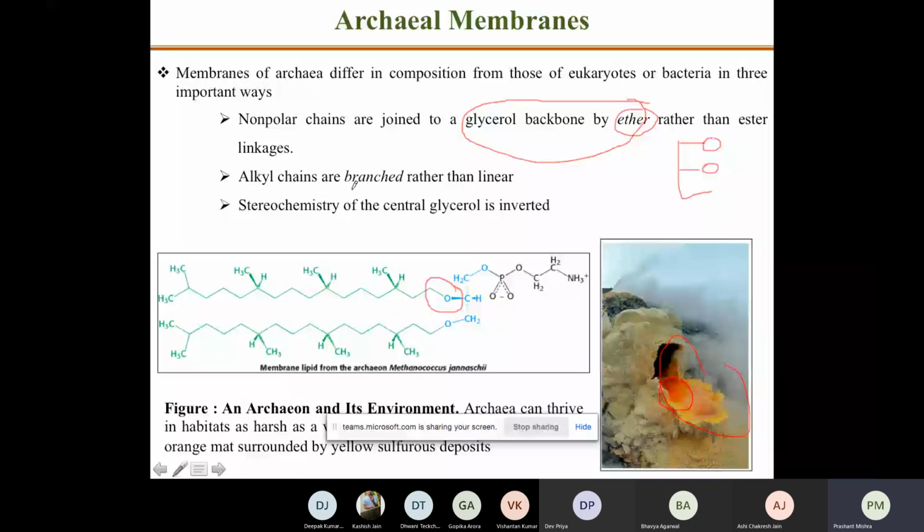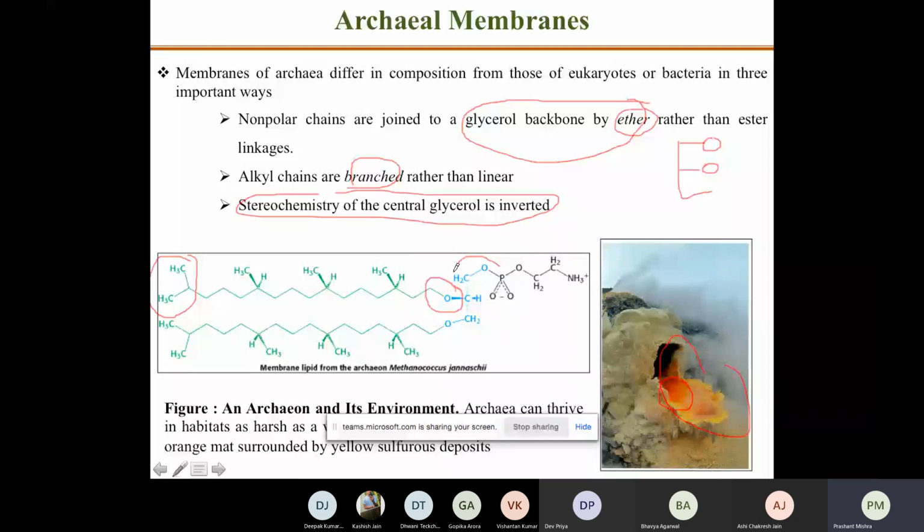Another very peculiar thing you will find is that the alkyl chain is a branched one. Normally, a fatty acid will have a straight chain. Here in the archaeal membrane, it is a branched chain structure. And the third modification you see in the archaeal membrane is that the stereochemistry of the central glycerol is inverted.